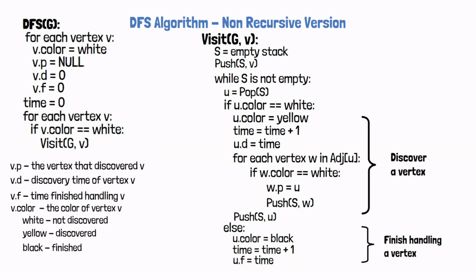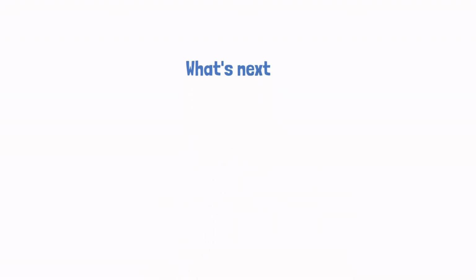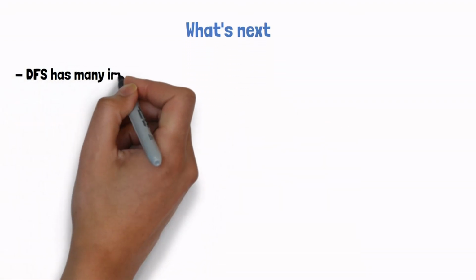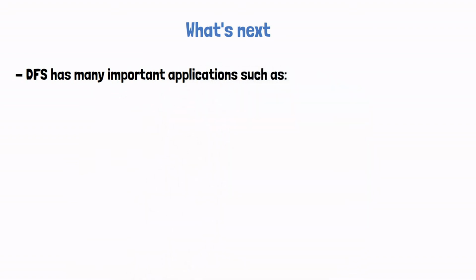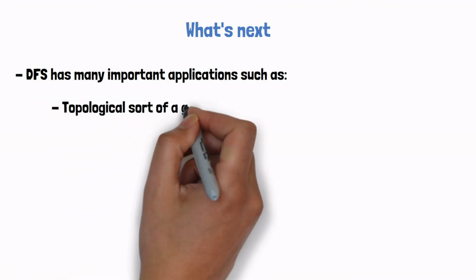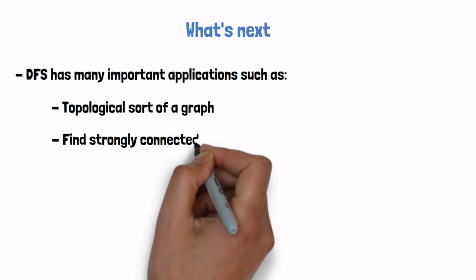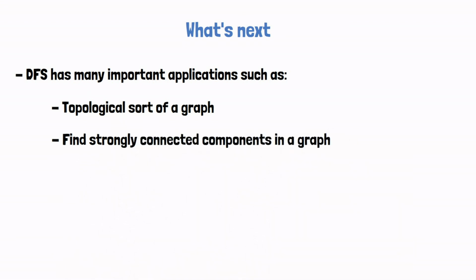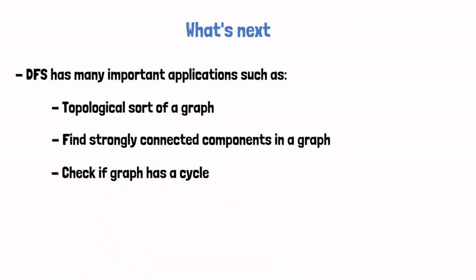Okay, we learned a lot about DFS in this video. Where can we go from here? DFS has many important applications, which we didn't cover here. Some examples are finding a topological sort of a graph, finding strongly connected components of a graph, or checking if a graph has a cycle. Stay tuned for dedicated videos about these topics on this channel to learn more.